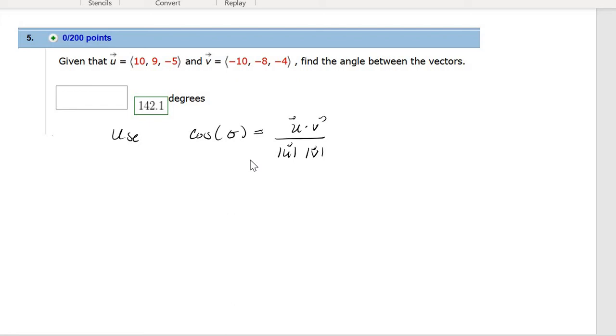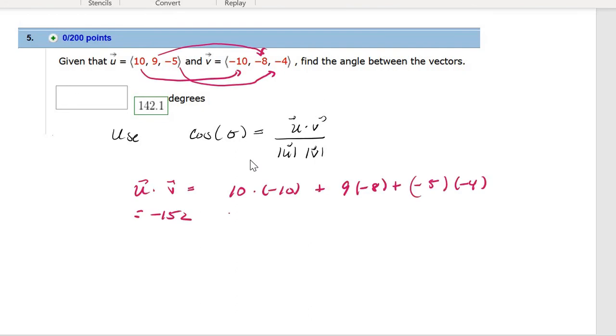Well, I go back and use that same formula. I told you before that formula works no matter what dimension you're in. So cosine theta is u dot v divided by the magnitude of u times the magnitude of v. So I crank out the pieces of that formula. The first easy piece is u dot v. U dot v is 10 times negative 10, 9 times negative 8, and negative 5 times negative 4.